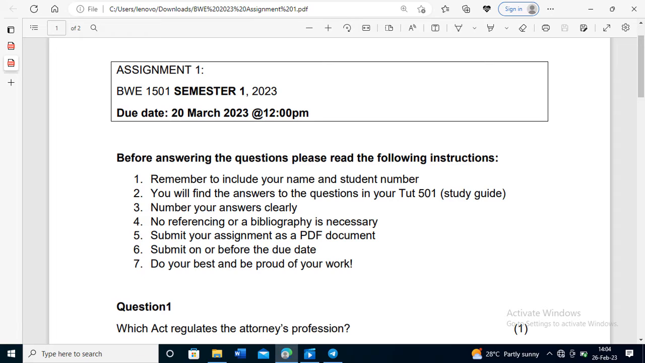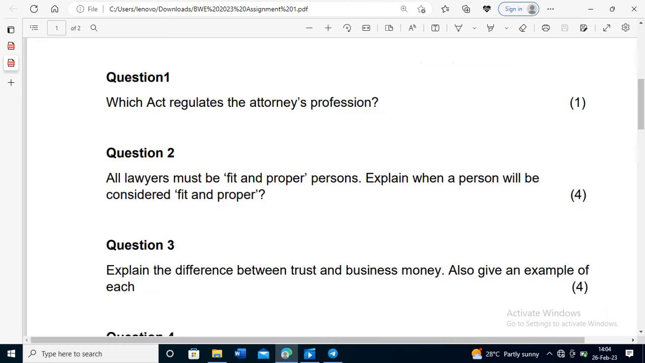So let's start. Question 1. Which act regulates the attorneys' profession? For this one, guys, you need to go to page 7, where you're going to find 1.4, which talks about admission requirements, and then you need to go to 1.4.2.1, which talks about attorney requirements. That's where you're going to find that act. You'll see it is the Legal Practice Act.